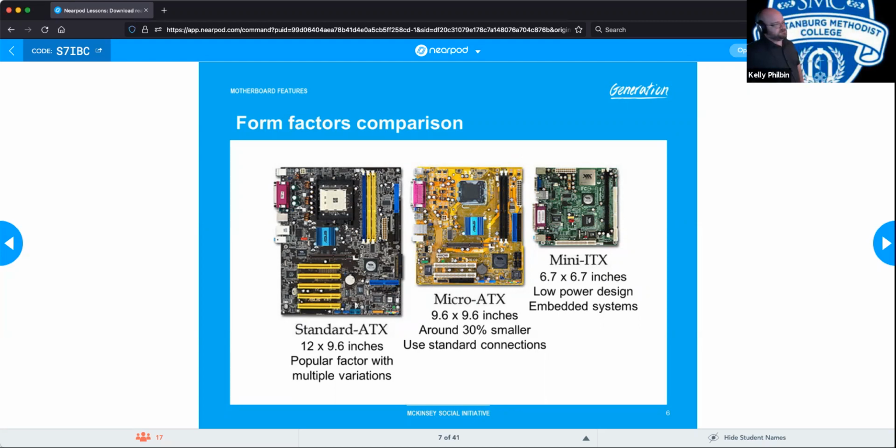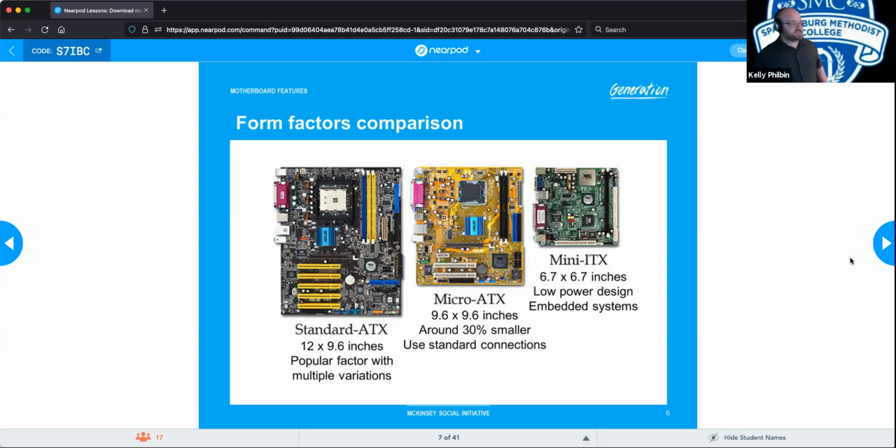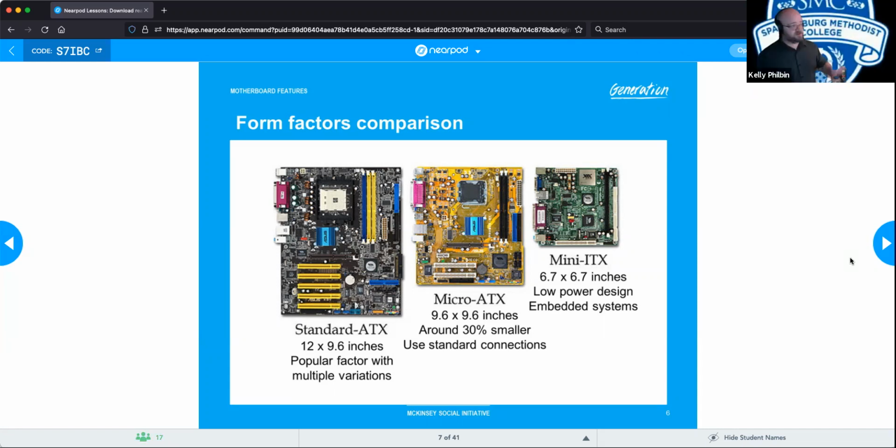All right. Yes, Evan. So you're saying the ATXs are all compatible with each other? What I'm saying is a micro ATX will fit in a standard ATX case, no problem. Now, if you buy a case that is specific for a micro ATX, you cannot put an ATX in there because it'll be too big. Okay. So it's a one-way compatibility.